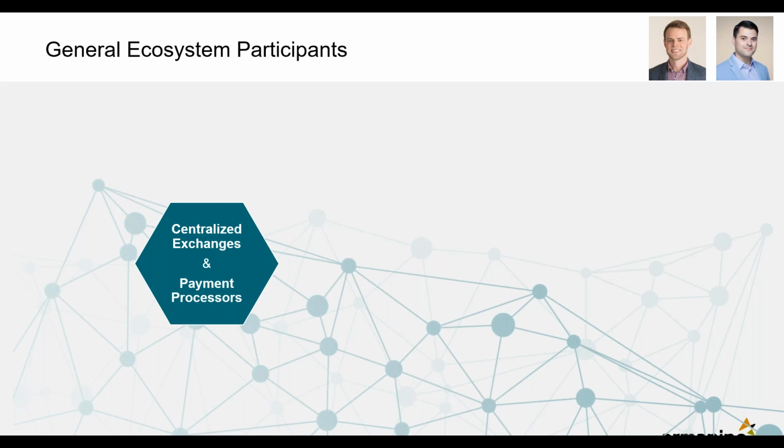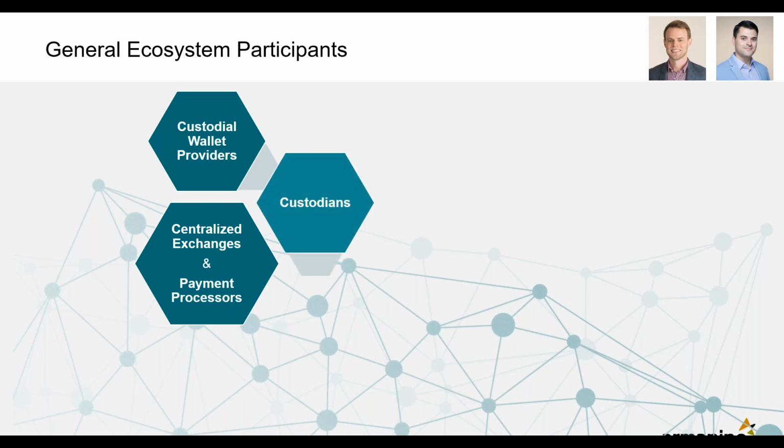So here's a breakdown of the main players in the current crypto and blockchain ecosystem. You've got your centralized exchanges, your Coinbase, your Kraken, your Binance, and you've got payment processors on the back end who are starting to facilitate some of the crypto payment solutions. You've got custodial wallet providers. These are companies that offer wallet solutions, essentially a way to hold your crypto. You've got custodians who are playing a big role in tokenization.